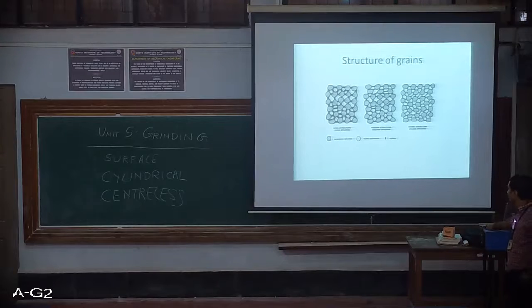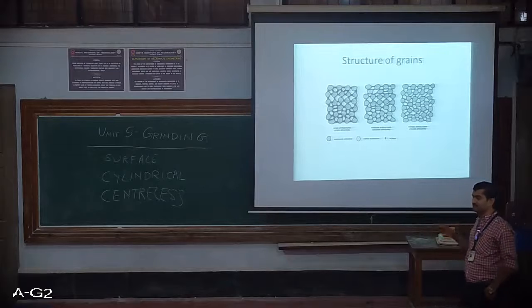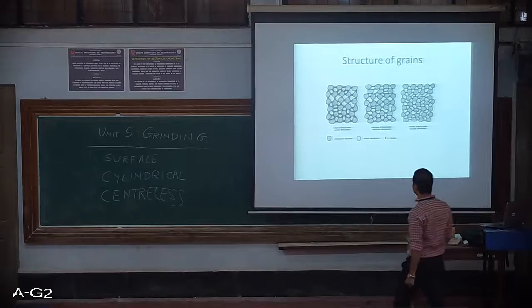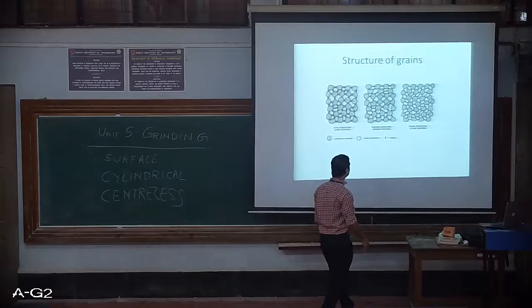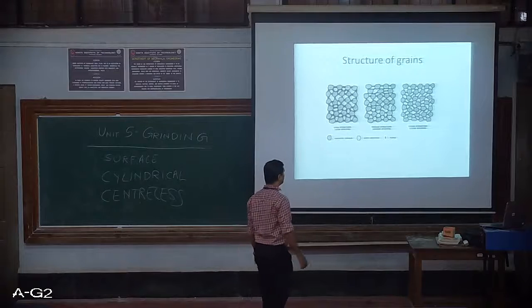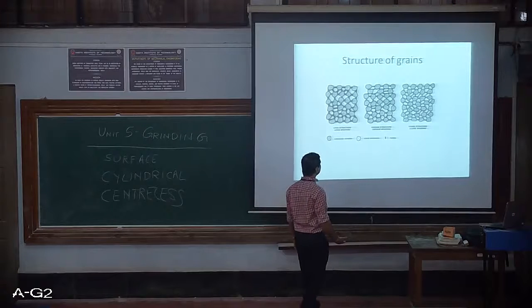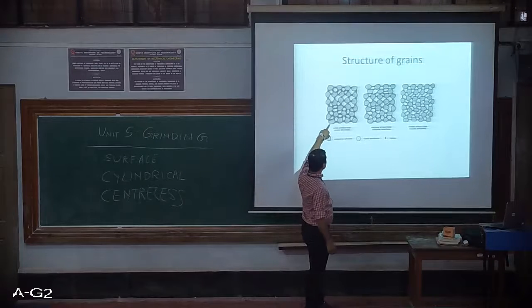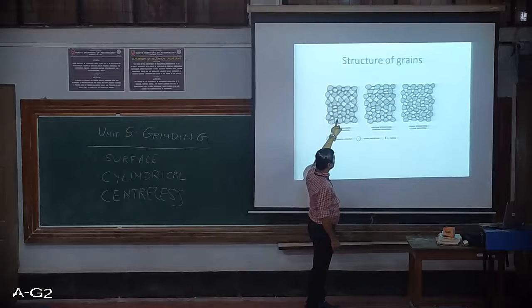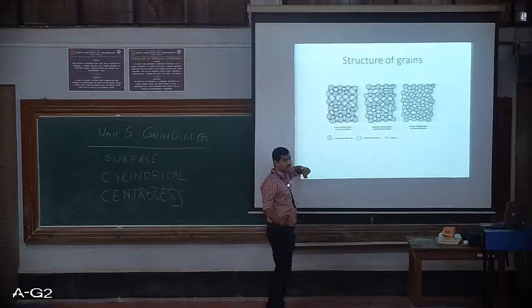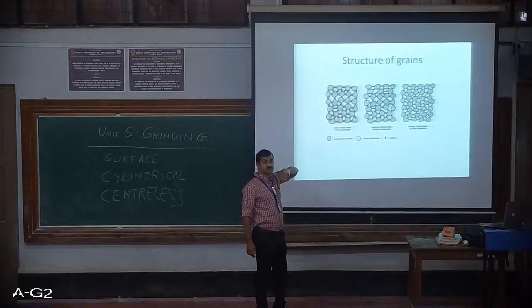Structure of grains. Now there are three structures in which the grains can be placed onto a grinding wheel. The first one is open structure or open spacing. The second is medium structure or medium spacing. The third one is dense structure or close spacing. You can see based on the diagram that these are the abrasive grains, this white portion is the bond material, and this black portion is the pore. If you observe carefully, even though all three diagrams seem the same, there is a lot of difference. What is the difference?